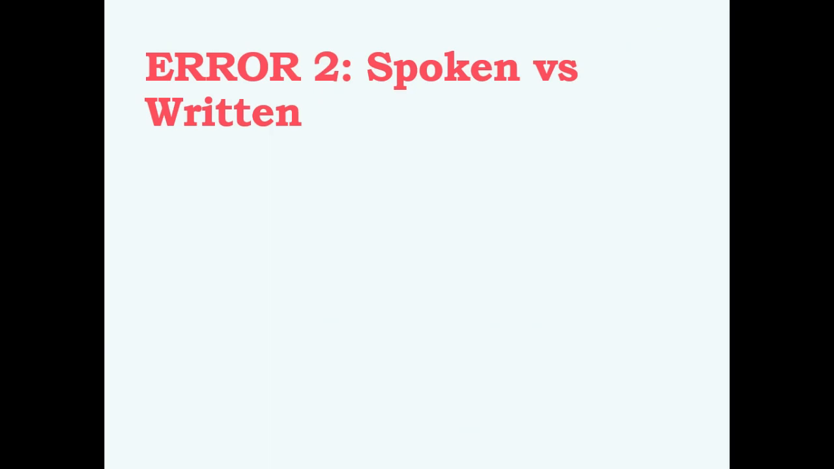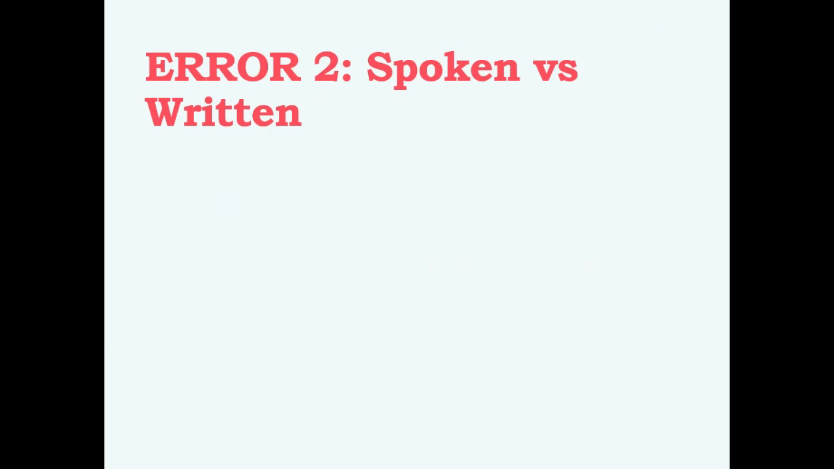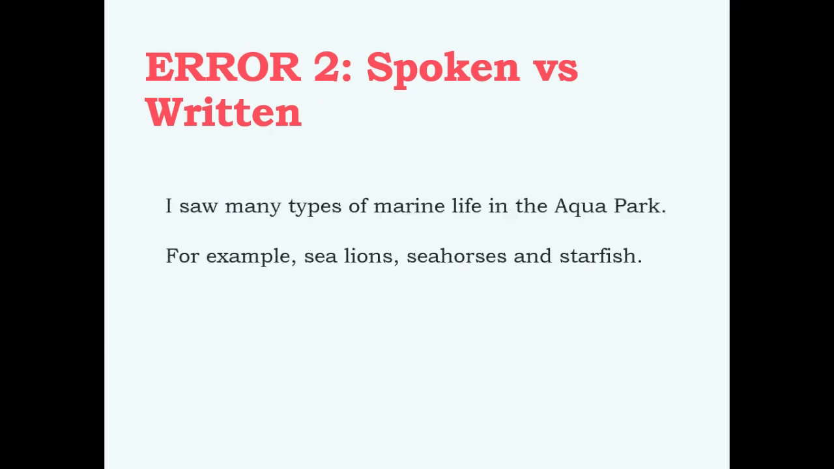Error two is spoken versus written, okay? In the English language, there is both spoken language as well as written language, okay? What we use every day in our daily conversation is spoken language, all right? What we use when we do exams is what we call written language. However, we tend to overlap them. We tend to use a bit of spoken language in our writing. So for example, I saw many types of marine life in the aqua park, full stop. For example, sea lions, seahorses, and starfish. Now, when you write a sentence, there should be a subject, there should be a verb.